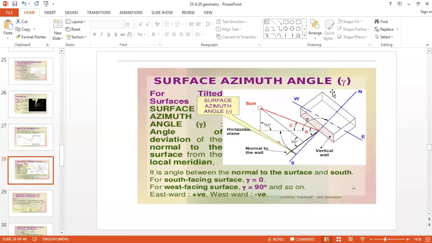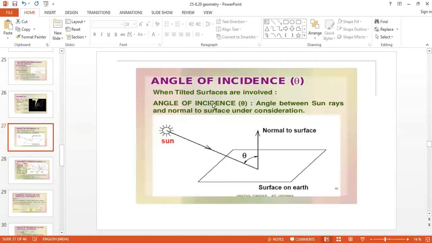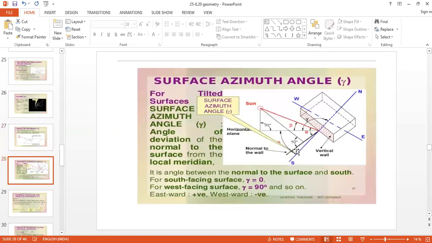Surface azimuth angle. This surface azimuth angle is denoted by the letter gamma. This is for when tilted surfaces are involved. Surface azimuth angle is the deviation of the normal to the surface from the local meridian. Here you are seeing in this figure, it is the angle between the normal to the surface and south. For a south facing surface, gamma equals 0 degrees, that means the surface azimuth angle is 0 degrees.